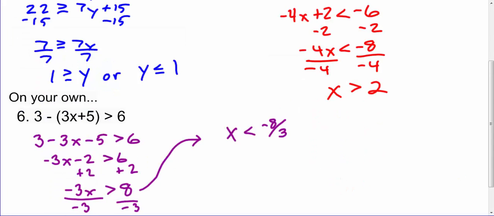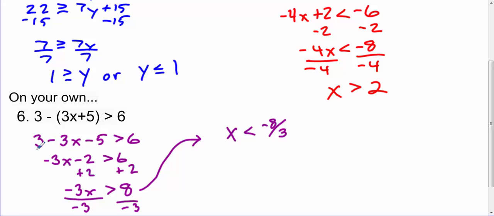Okay, now you can see my answer on number 6. x is less than negative 8/3. The key step on this one, in my opinion, is the distribution of the negative. That's something we've struggled with a bit. Make sure that negative sign here doesn't just go to 3x, but that it also goes to 5. That's why you'll see 3 minus 3x minus 5.